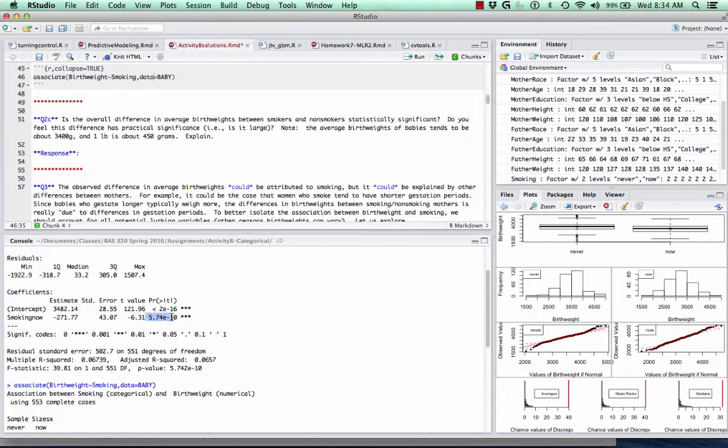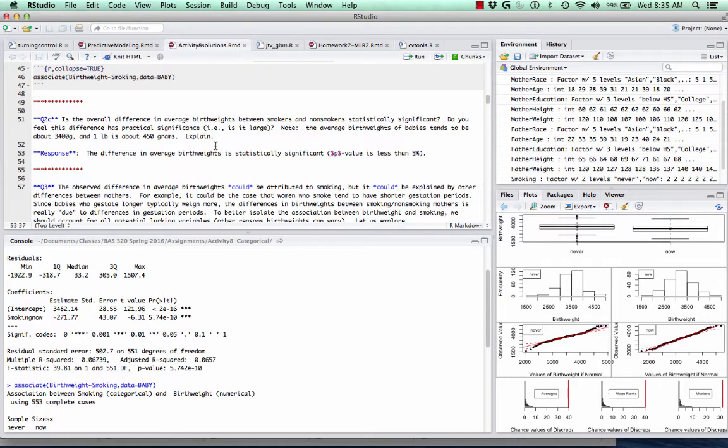Also, the coefficient of the indicator variable, smoking now, in the regression model is much less than 5%. So, regardless of the way we approach the problem, we do conclude that this difference in average birth weights is statistically significant. The p-value is less than 5%. So this difference in averages is very unlikely to be produced just by random chance if fundamentally both groups had the same average birth weight. So we have statistical significance.